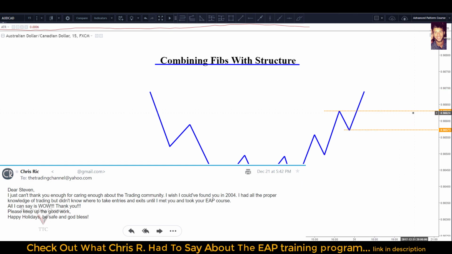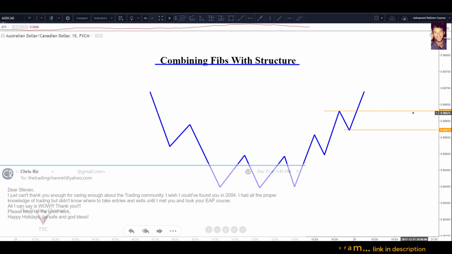Let's go ahead and take a look at one of our live day trades combining Fibonacci retracements with major and minor levels of structure. We ended up with two winning day trades based on this analysis today, so let's go ahead and take a look at one of those.